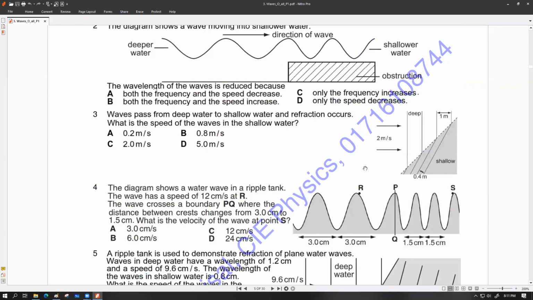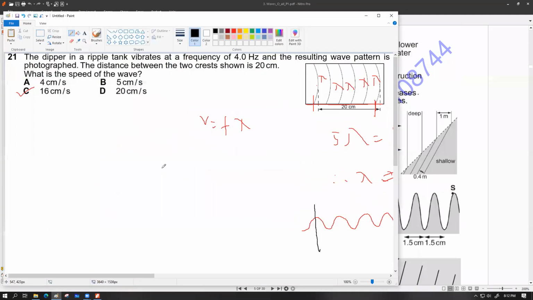Number 3 says the waves pass from deep water to shallow water and refraction occurs. What is the speed of the wave in the shallow water? In the deeper water the wavelength is 1 meter and the speed of the wave is 2 meters per second. In the shallow water the wavelength is 0.4 meter and we want to calculate the new speed. So you can very easily go for the equation v equals f lambda.